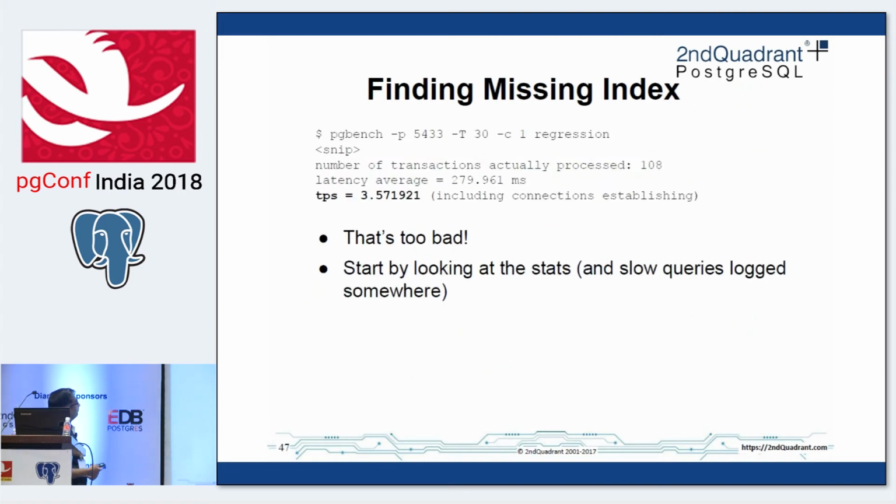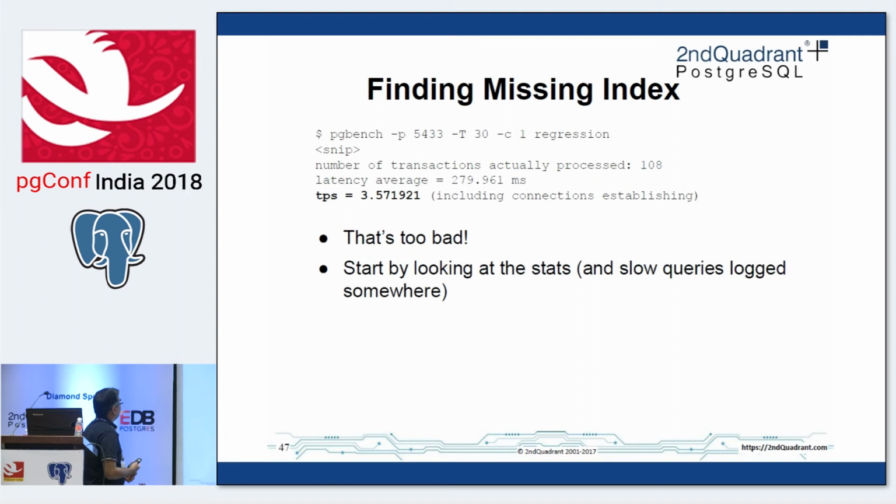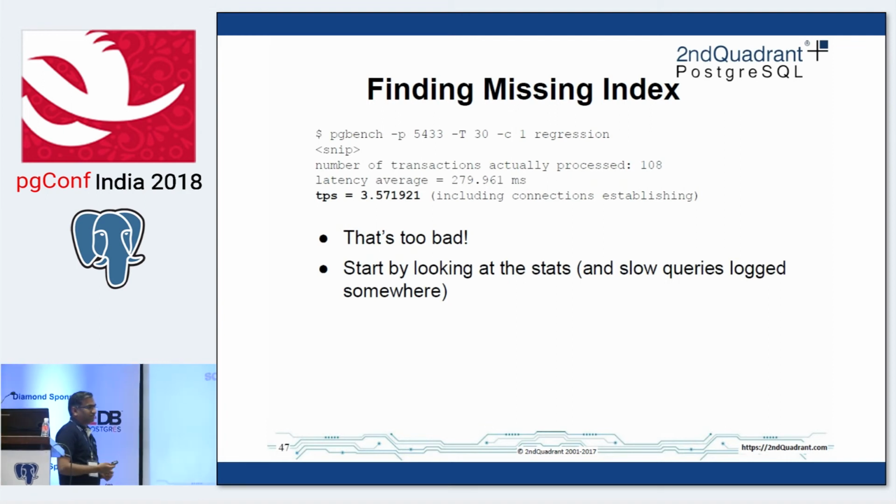How do you find a missing index? Basically, I ran a pgbench query, and I got a very low TPS, which is like 3 transactions per second. My laptop can consistently do much better than that. So something is wrong. I don't know what.